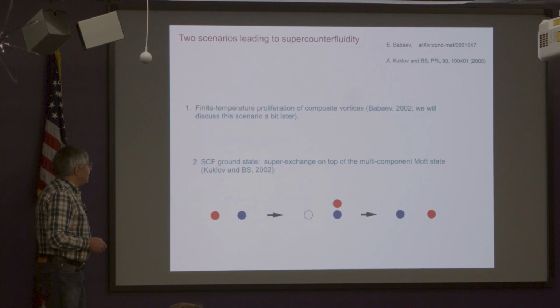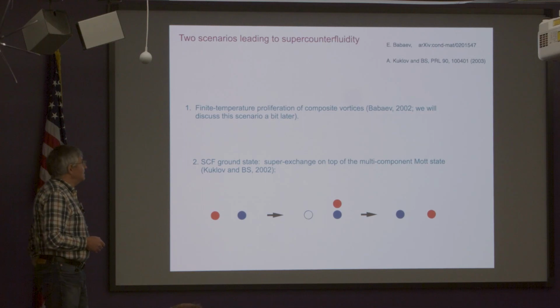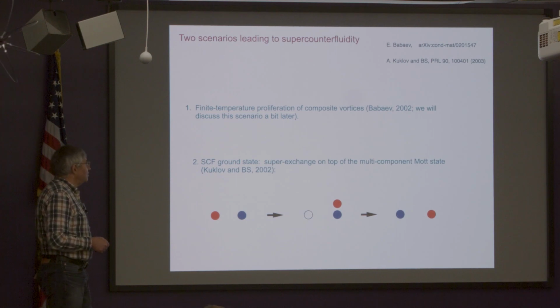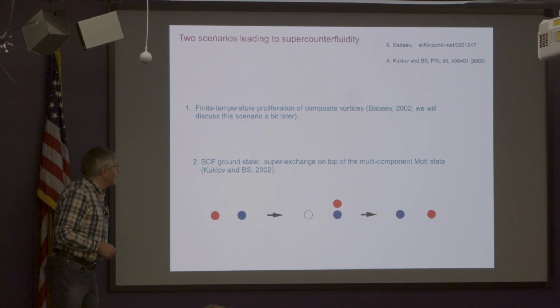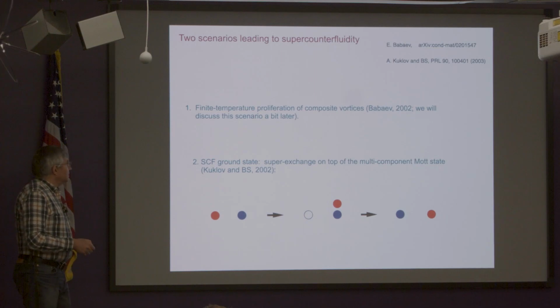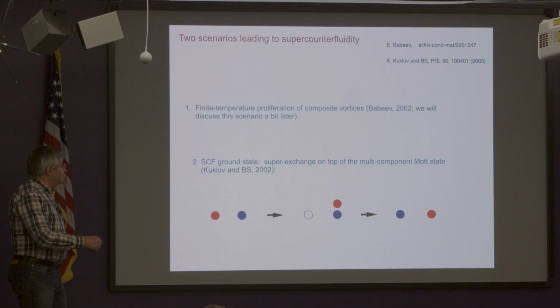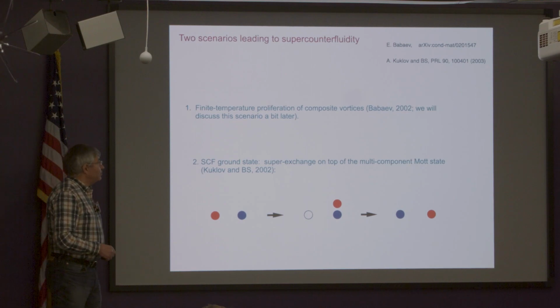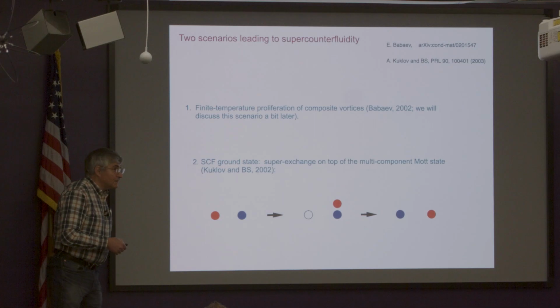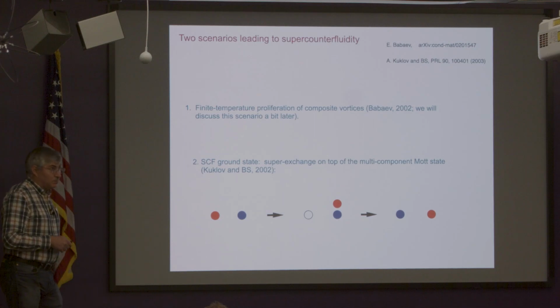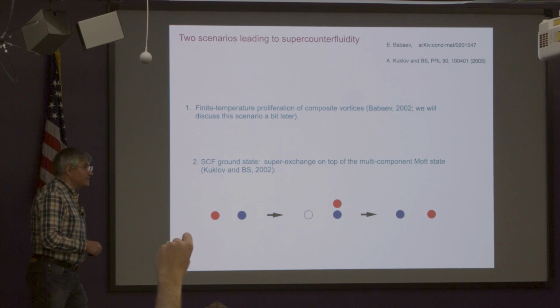Well, there are 2 scenarios which were suggested more or less simultaneously, at least within 1 year. Yegor Babayev published, he prefers to cite his preprint. There is also a published paper, but the preprint came earlier. So essentially, it was one and the same year, 2002, when Yegor Babayev suggested a scenario, which I will be discussing a little bit later, which is based on finite temperature proliferation of vortices. And Anatoly Kukov and yours truly proposed a different scenario, which is based on Mottness. So let us start with this Mottness scenario.